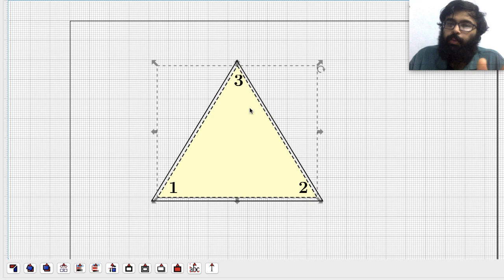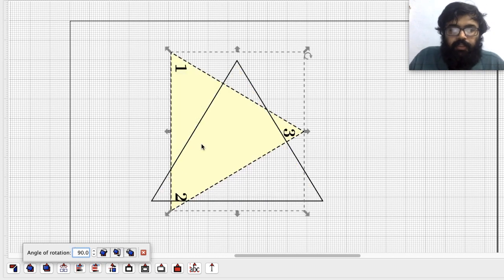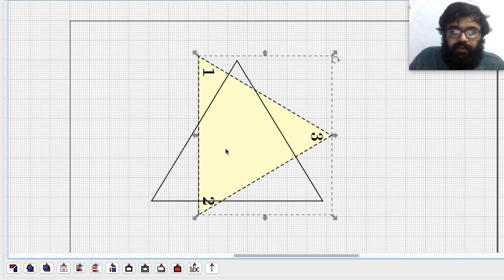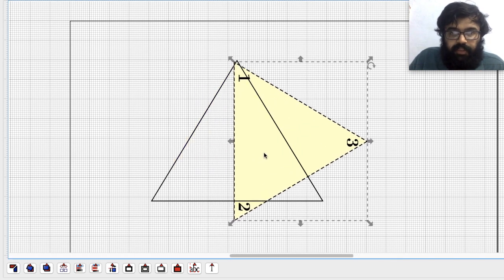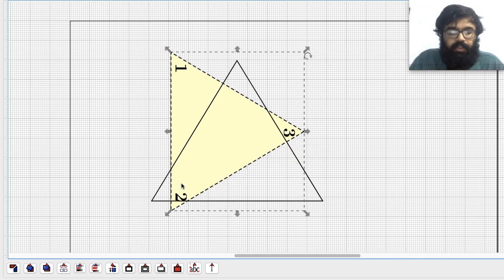For example, if I rotate this triangle by 90 degrees, as you can see here, there is an option for rotation. So let me write 90. I hope you can see here at the bottom, there is this 90-degree rotation, and let me press enter. So this triangle is rotated by 90 degrees, but if I try to fit it in the frame, you can see it does not fit. So 90-degree rotation is not possible.